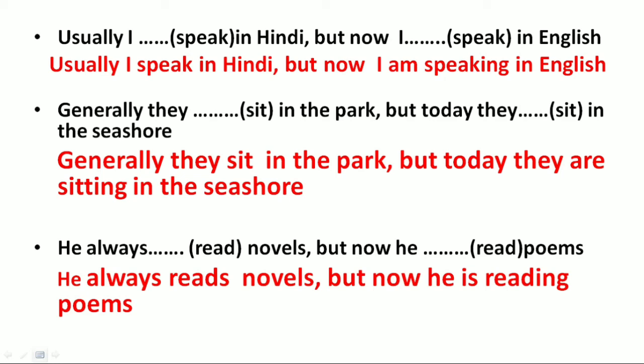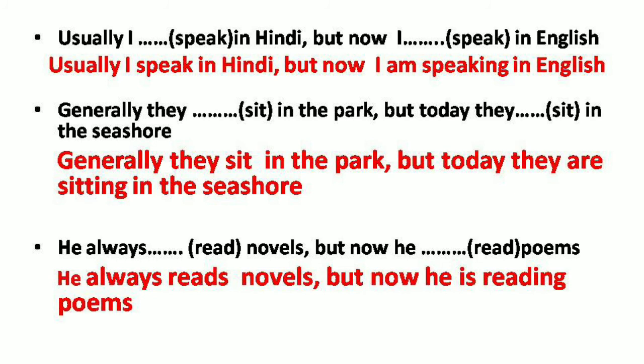"He always dash read novels, but now he dash read poems." He always reads novels, but now he is reading poems. Here you can see he as the third person singular subject. So does plus V1, does plus read, becomes reads in the sentence. In the second part of the sentence, now is there, so now he is reading poems.